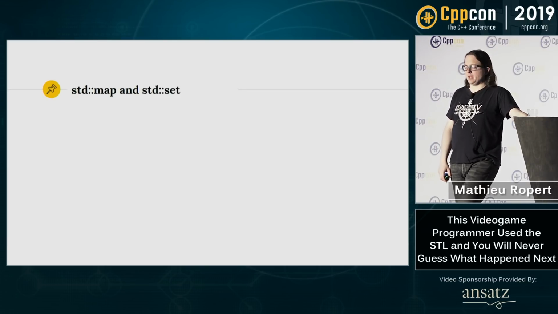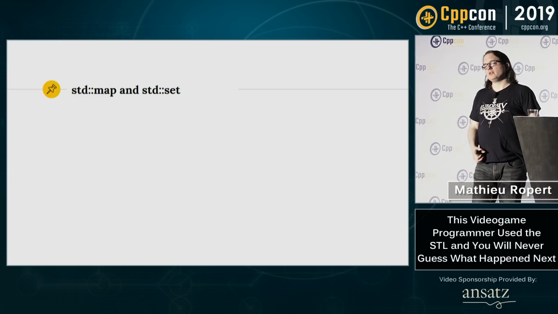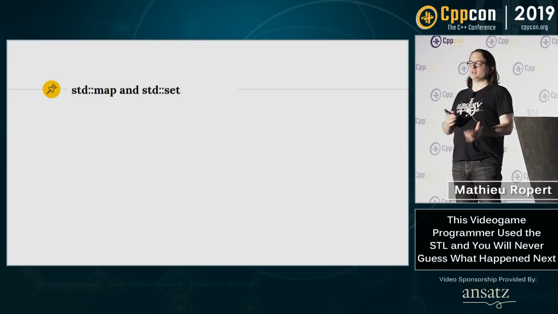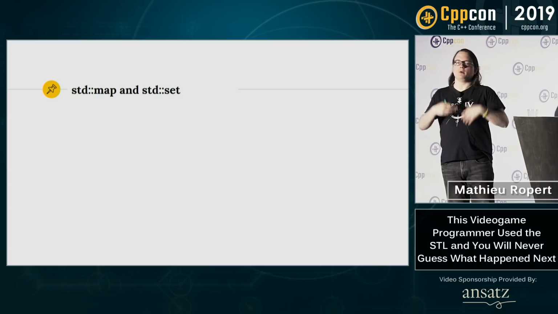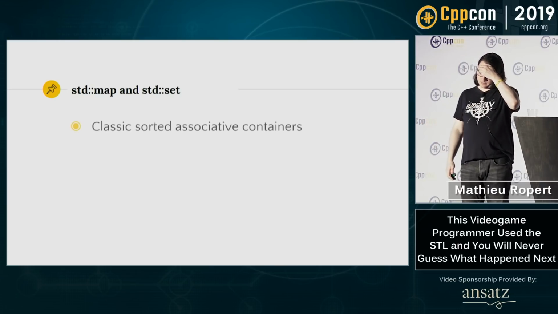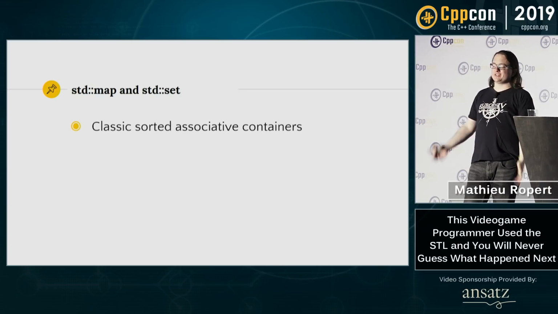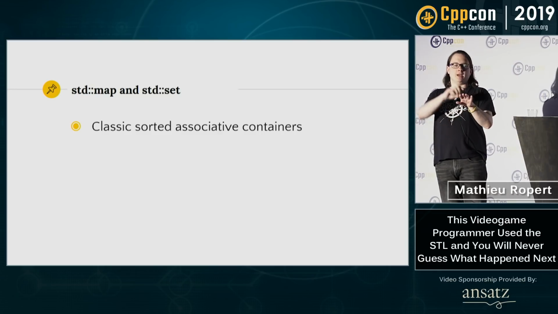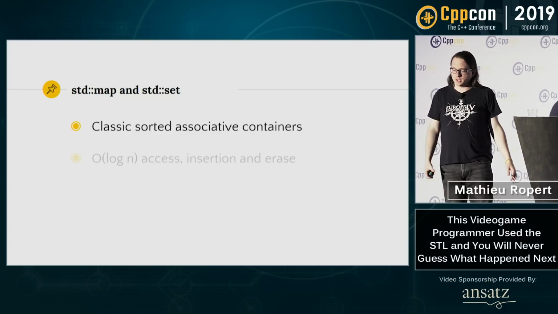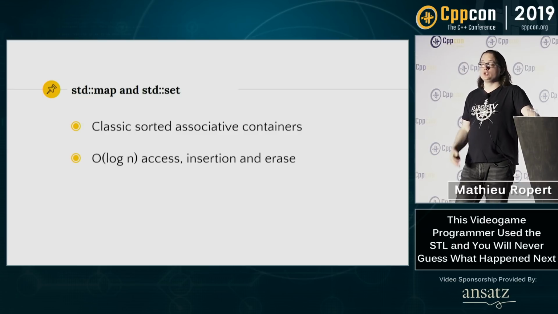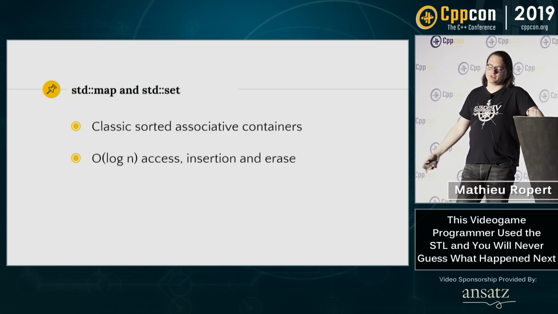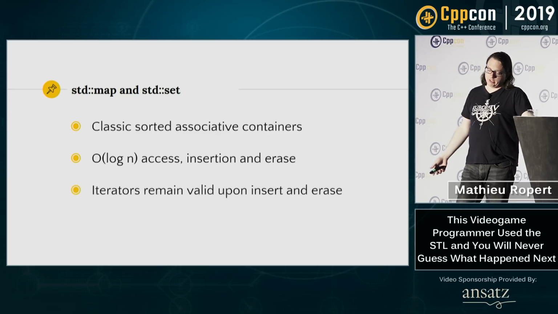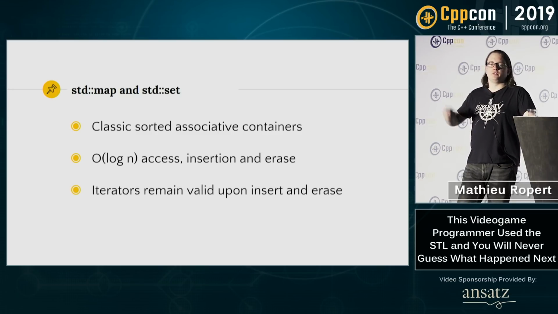Now let's talk about maps and sets. Because vector is probably our bread and butter, but then the next thing we have is index search, because we want fast lookups. So map and set, classic sorted associative containers. You want some mapping, and you want it sorted. It usually gives you logarithmic time on access, insertion, and erase. It keeps iterators valid even if you remove everything else. As long as you don't remove an element, the iterators stay valid.